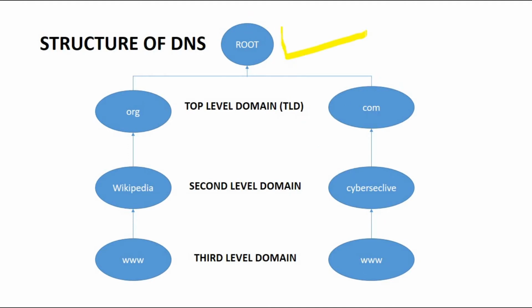Now this is the actual structure of DNS, how it actually works. Firstly, we have the root server, right? Under the root we have org and com, which are top level domains. Then let's read from here: www.wikipedia.org, right? The org is the top level domain, Wikipedia is the second level domain, and www is the third level domain. Now here you can see www.cyberseclive.com, following the arrow going in that direction. So .com is the top level domain, cyberseclive is the second level domain, and www is the third level domain. I hope this structure is very clear because it's going to be very helpful for you.